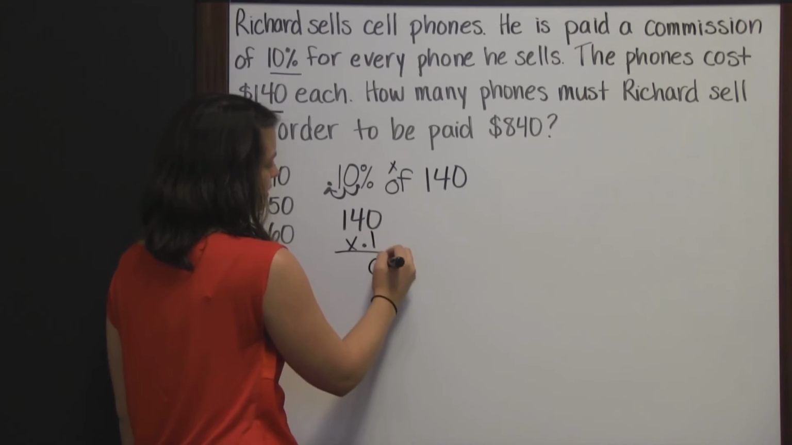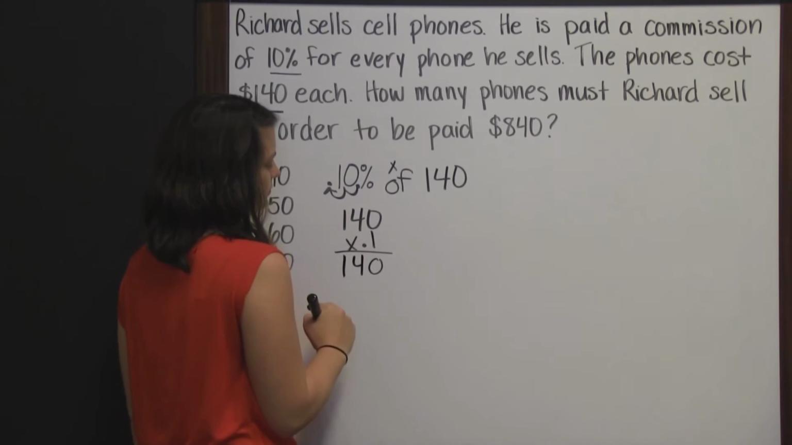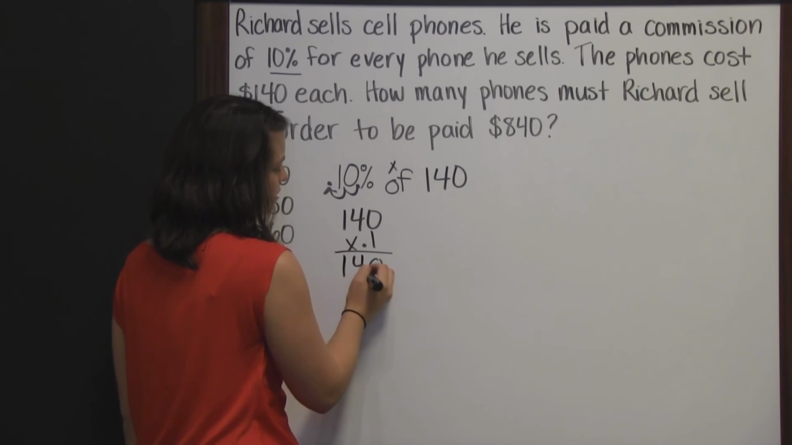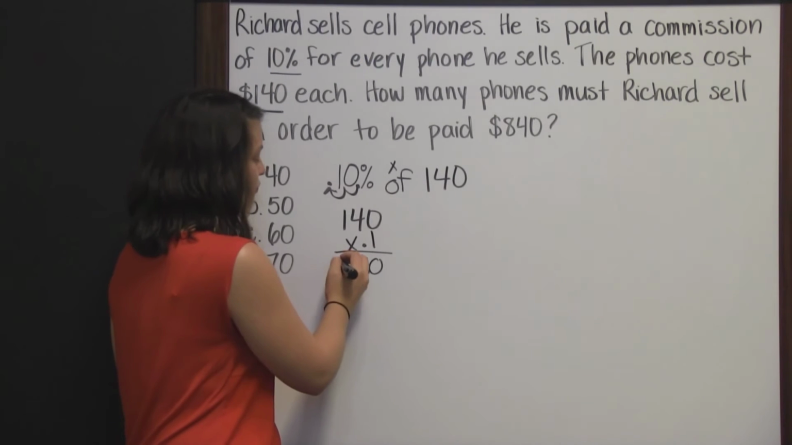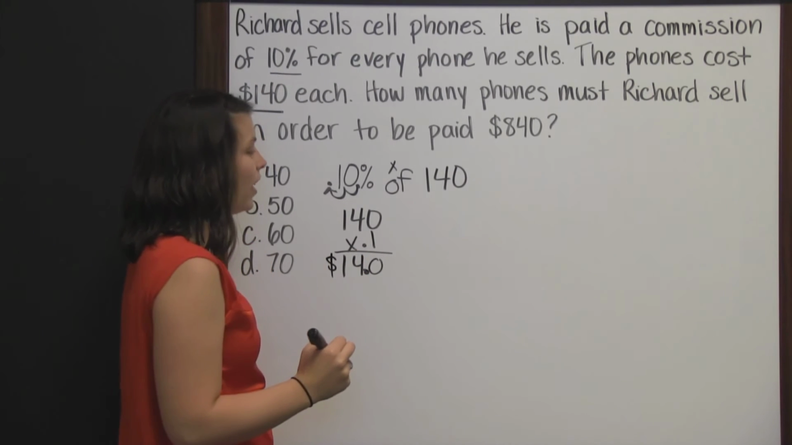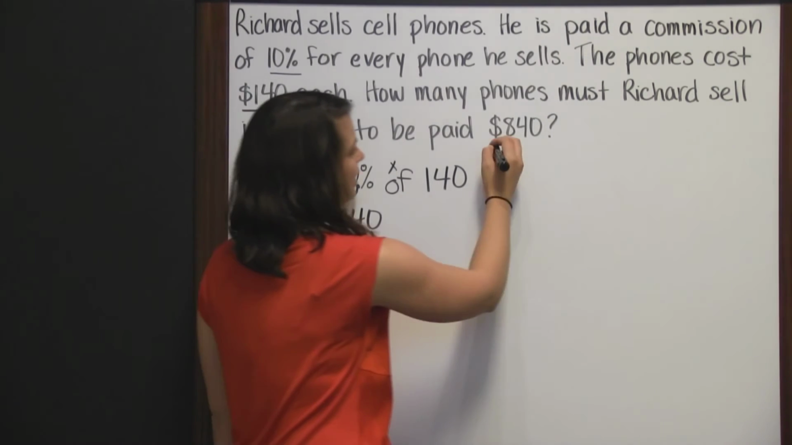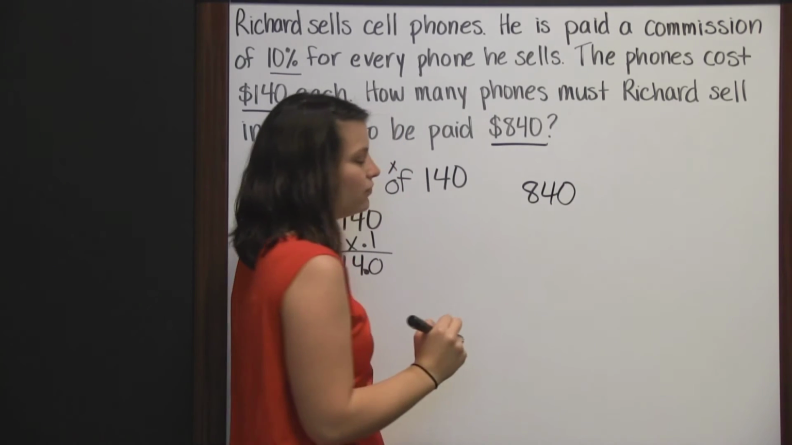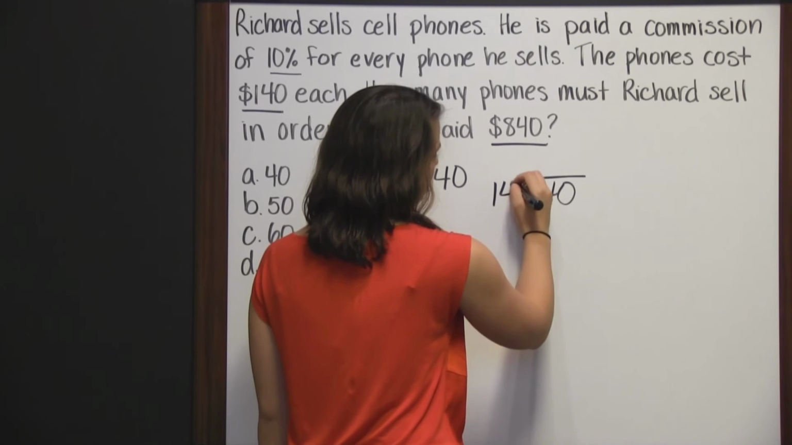1 times 0 is 0, 1 times 4 is 4, 1 times 1 is 1. We have one number behind the decimal, so our answer should have one number behind the decimal. So that means that he's making $14 for every phone he sells. And if he wants to be paid $840, then we need to take that $840 and divide it by $14.